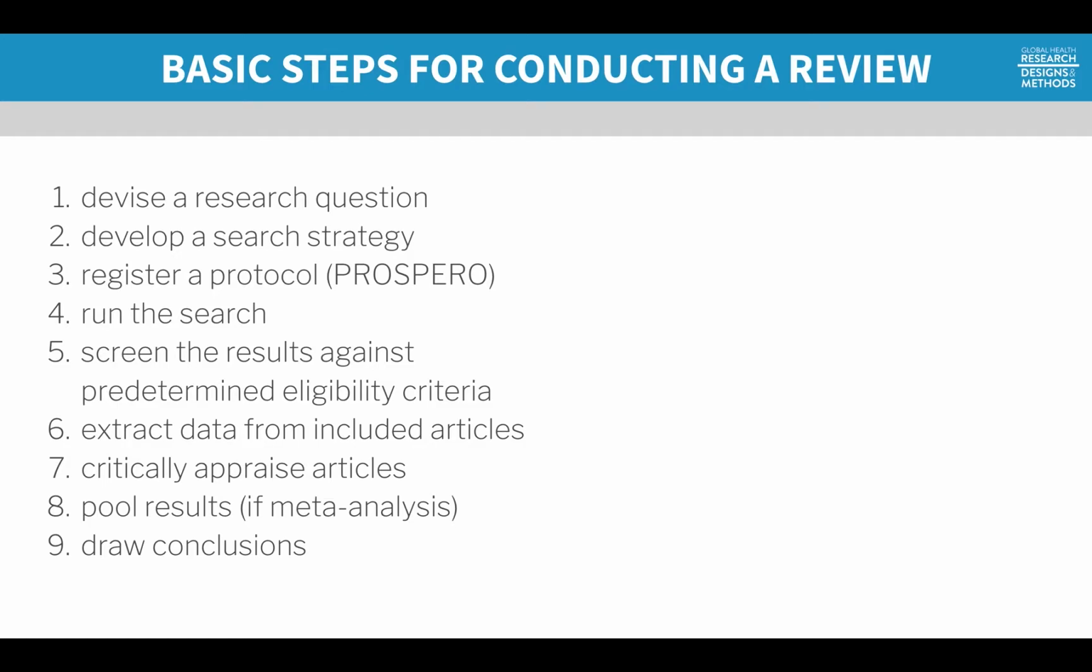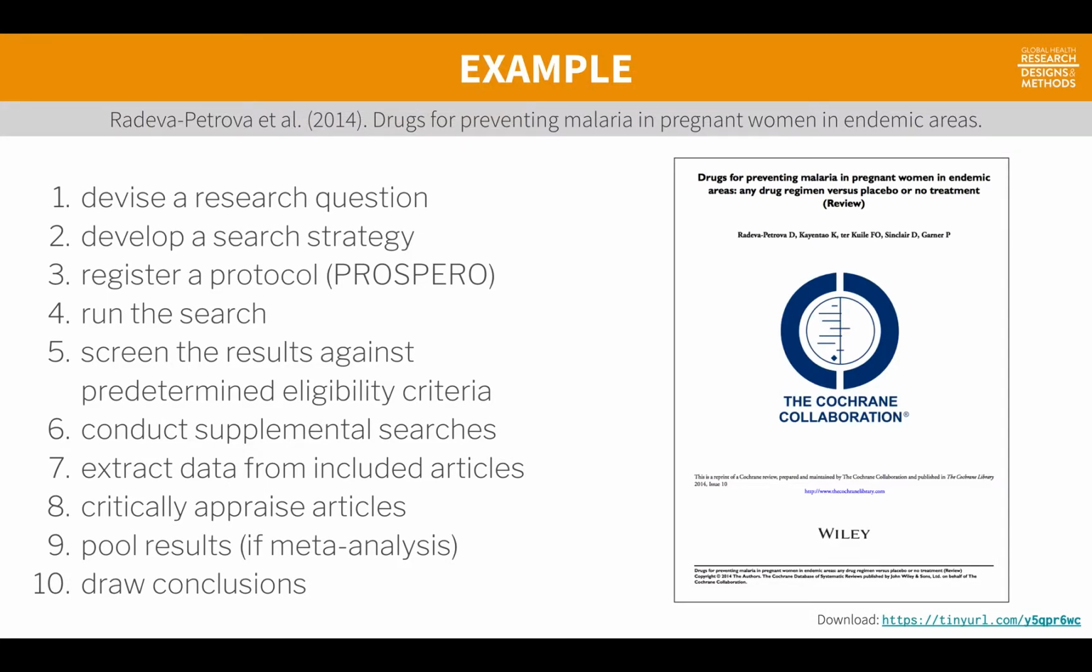Systematic reviews are typically big projects that involve a team of several people working over several months or more to complete the work. This work always starts with a clear research question and a strategy for finding every piece of high-quality evidence that answers the question. We'll hit some of the highlights in this process. Along the way, we'll use a systematic review of the effects of chemoprevention on malaria by Radeva Petrova and colleagues as our example. Take a moment to download the article.